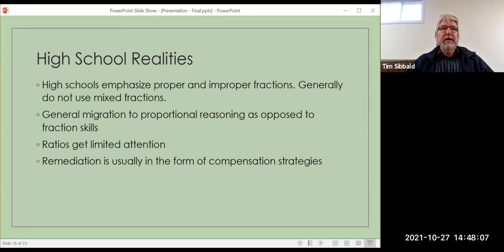The realities are that high school tends to emphasize improper fractions, that it does not use mixed fractions. Don't shoot the messenger. I personally think that's misguided. I think there should be mixed fractions, and it should be used to review fraction skills regularly. By the way, my research showed that between grade 9, 10, and 11, there was no increase and no decline in fraction skills. It was static.